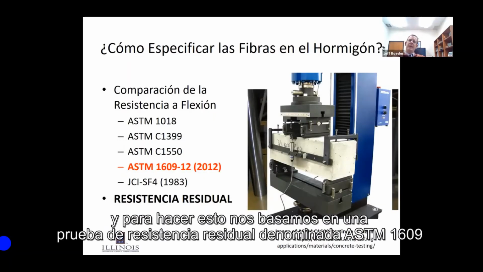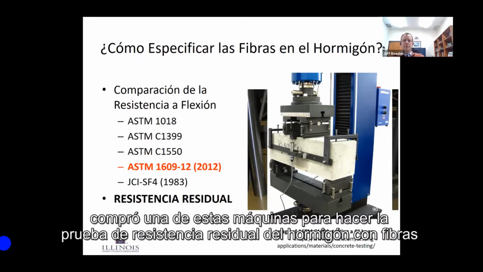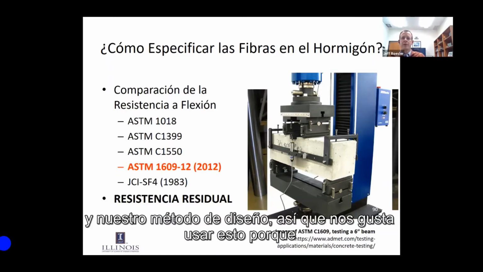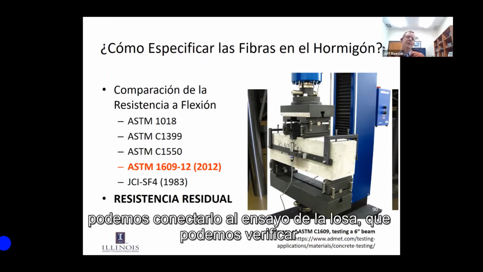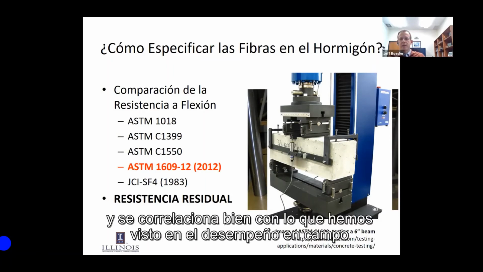And to do that, we've linked a residual strength test, ASTM 1609, and I believe in 2018 when I visited the lab in La Paz, you had purchased one of these machines to do residual strength testing of FRC beams. This gives the best connection with the slab test and our design methods. So we like to use this because we can connect it to the slab test. We can verify the quality of the fibers based on the residual strength, and it correlates well with what we've seen in the field performance.